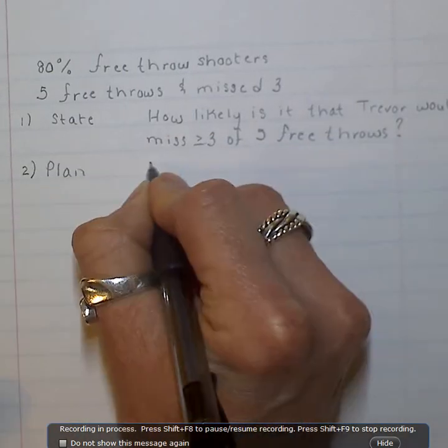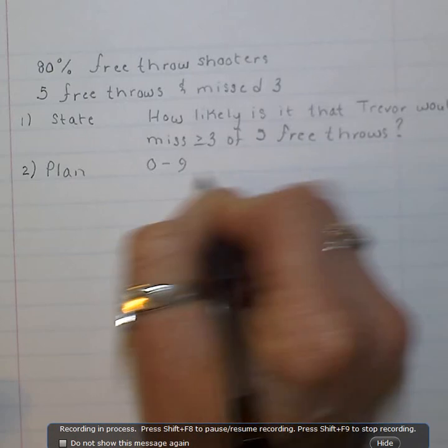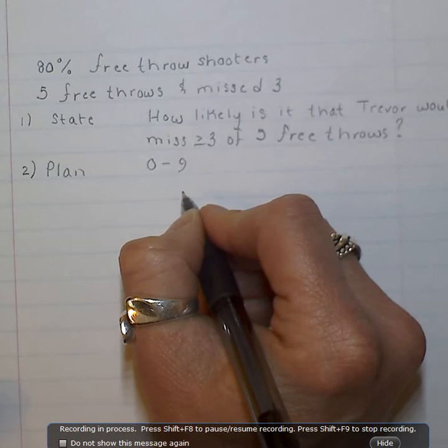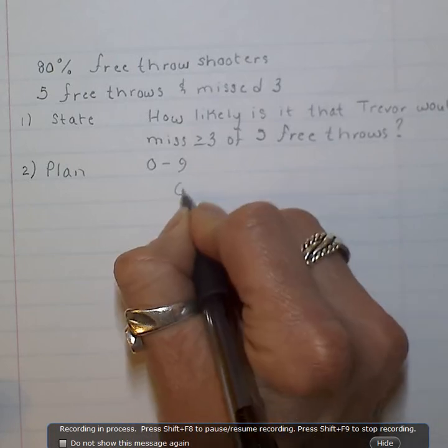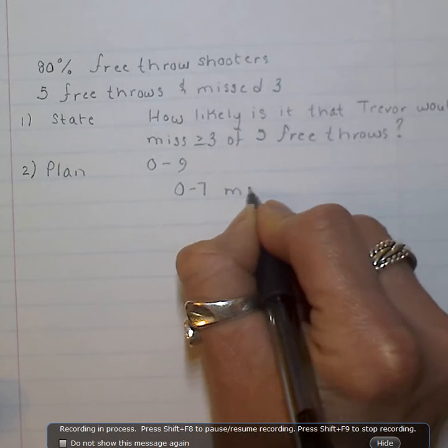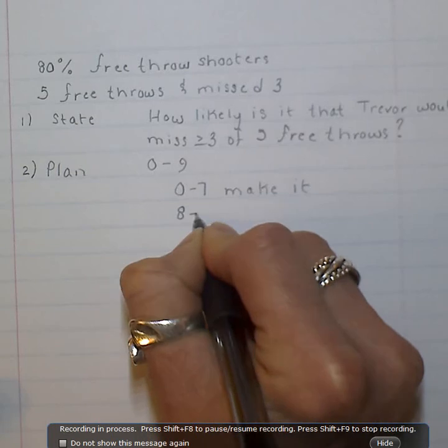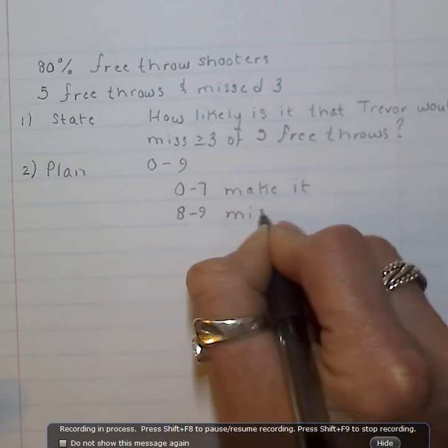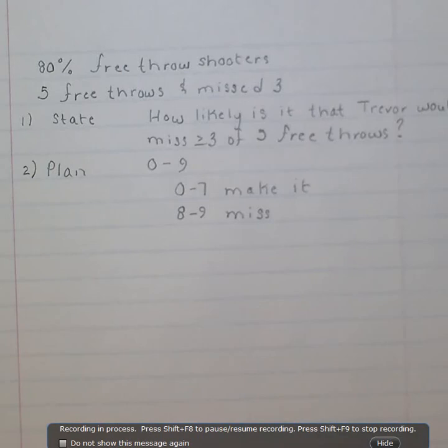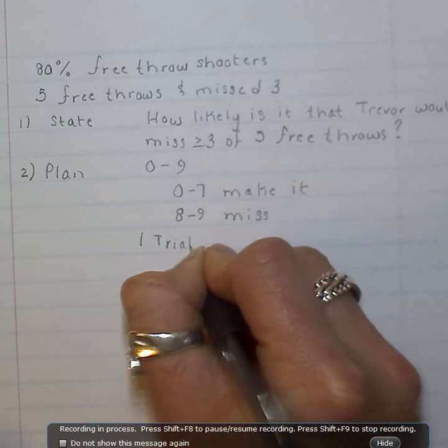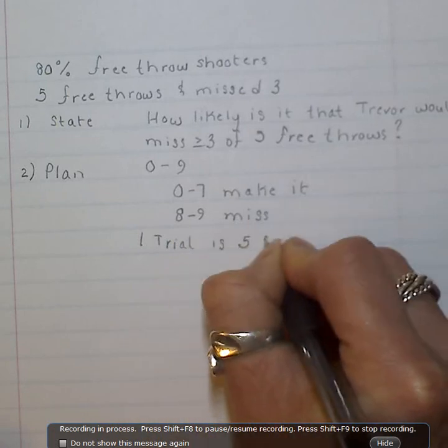is to use the digits 0 through 9, and we need 8 of them to represent a shot made, right? Because 8 out of 10 is 80%. That would be what? 0 to, okay. Which means the remaining 2 would be miss. And also in the plan, we always had to identify what constituted one trial of this experiment or simulation. So one trial in this case is to have Trevor shoot how many shots? Okay. That's important.